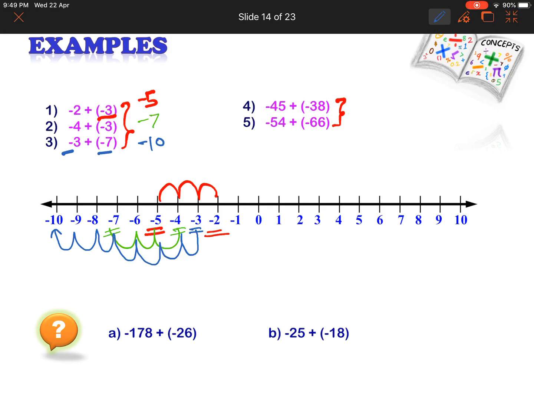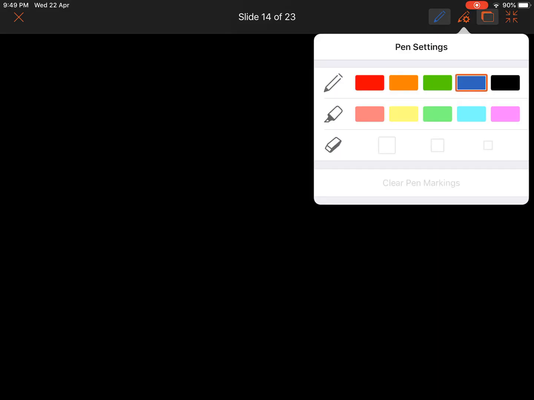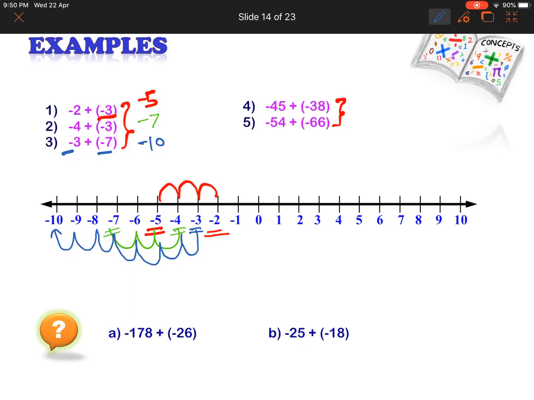Okay, now the next example, that is -45 plus -38. So for this, the generic rule is to add the absolute values of both integers and give it a negative sign. The absolute value of -45 is 45, the absolute value of -38 is 38. We add these two and we give it a negative sign. So the answer for this is -83.